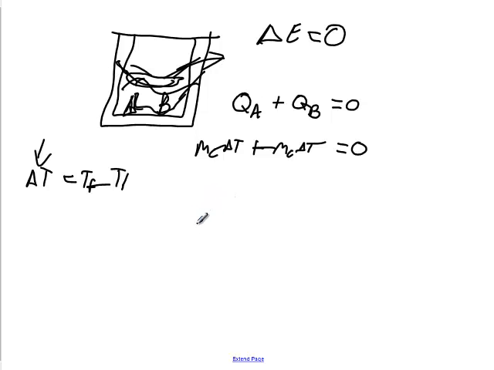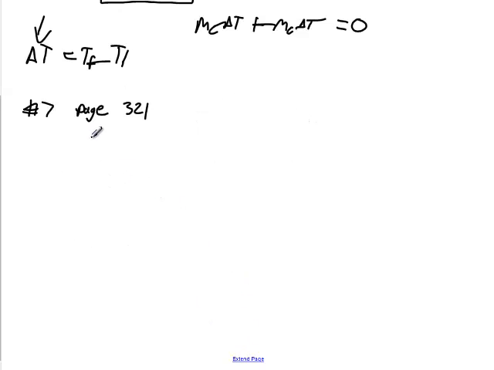Okay, and as an example, I asked you guys to do some problems on page 321, and I want to run through number 7 real quick. Number 7, page 321, says you've got methanol. We've got 400 grams of methanol, and we had 400 grams water. And we're going to mix these two liquids together.